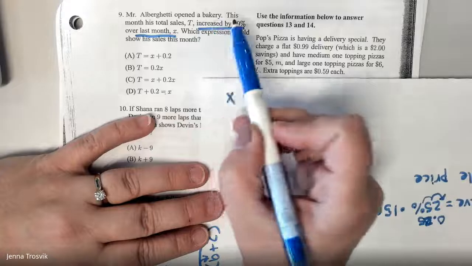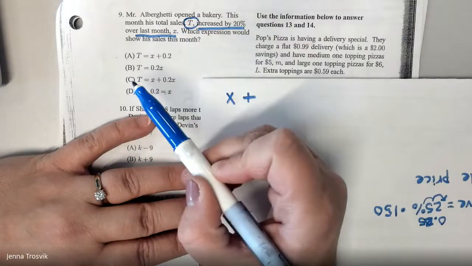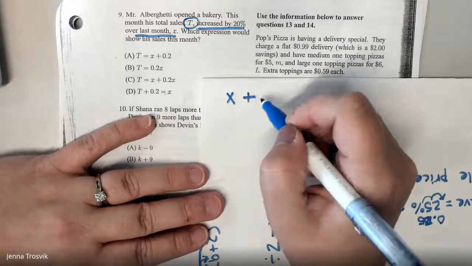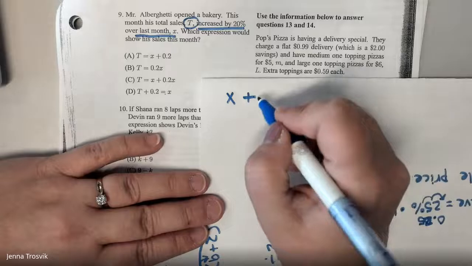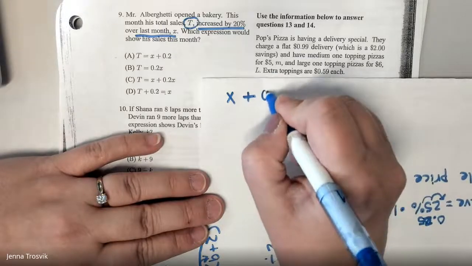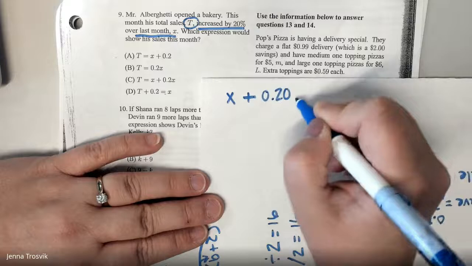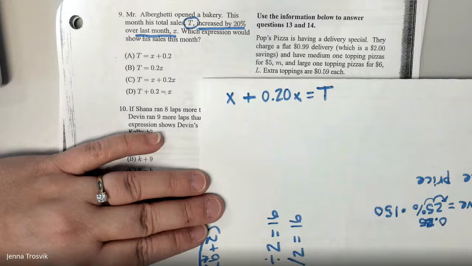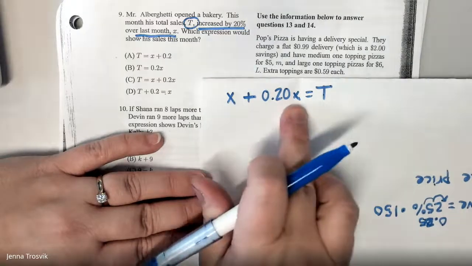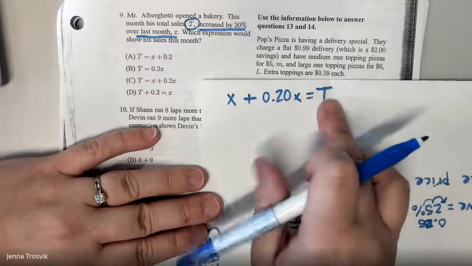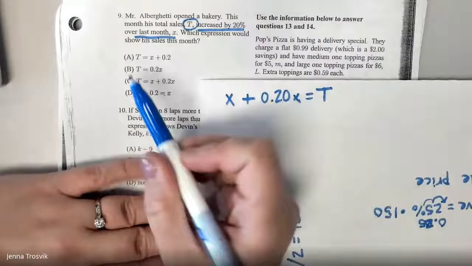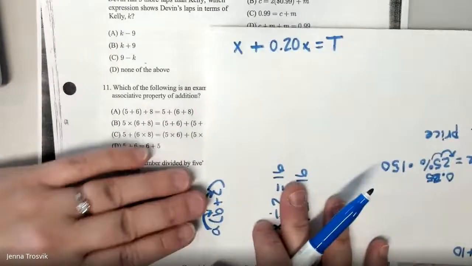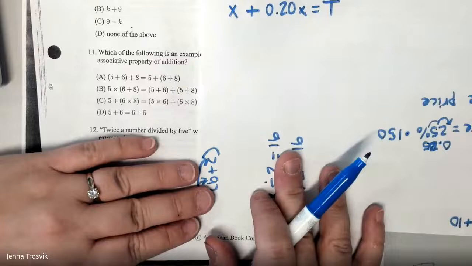So his total sales this month, his total sales were T. Increased by 20% over the last month, X. So 20% of X. So we would have to go plus the 20% of X, which is really 0.20 times X, which would equal the total amount. So we have to know what is 20% and then add it back to X to get the total. So my answer would be B.